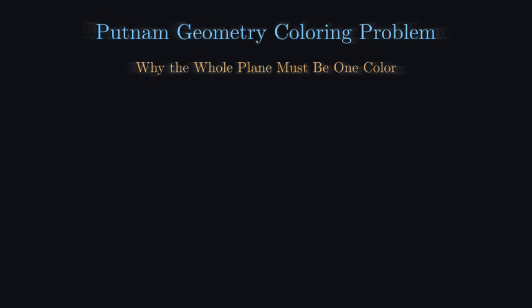Today, we are proving a beautiful geometry coloring result. Every point in the plane is colored either red or green, and a special circle center rule forces the whole plane to have only one color.